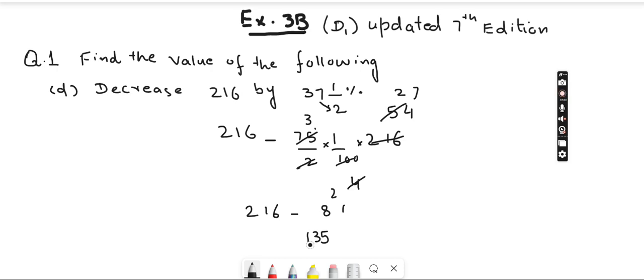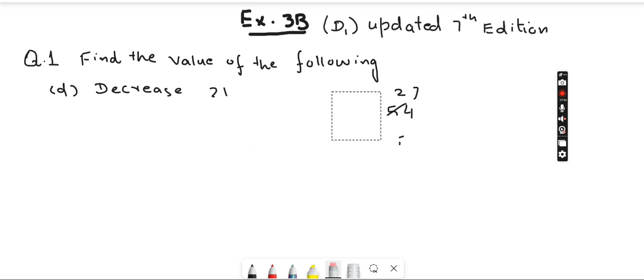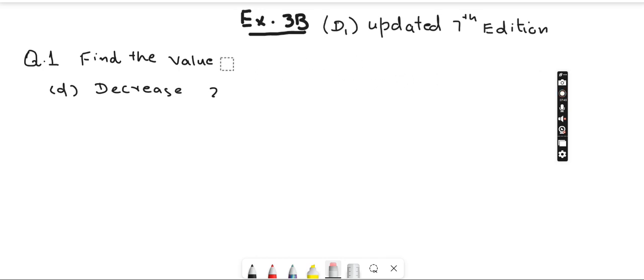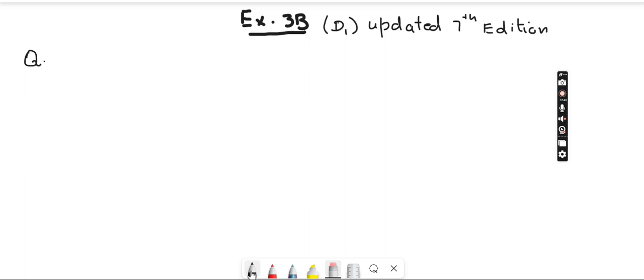So this was all about question number 1. Now we'll be talking about question number 2 as well. So what question number 2 says, this is even very much easy. You have to calculate the value of the following, and the question stated is 20%. Question number 2's A part is 20% of a number is 17. Find the number.